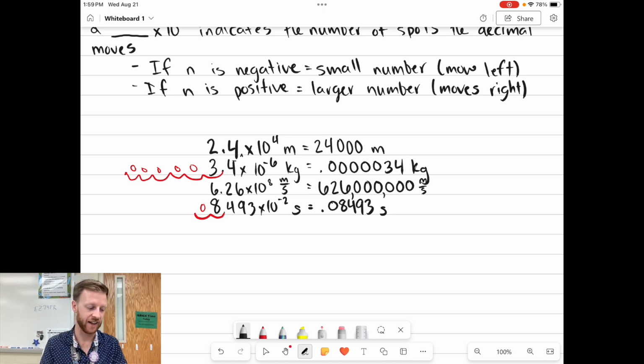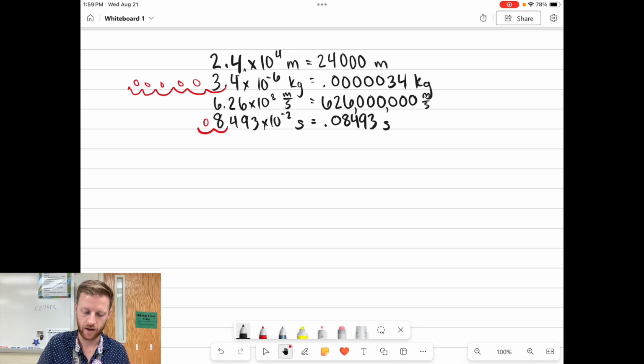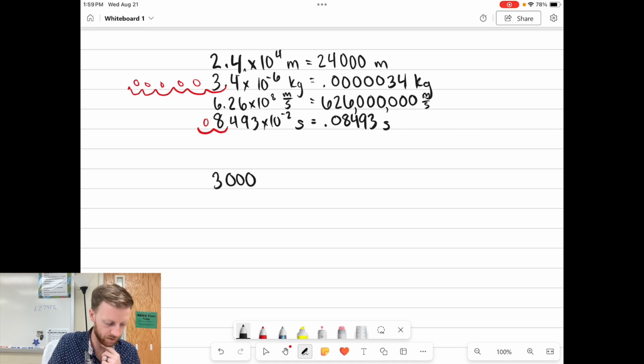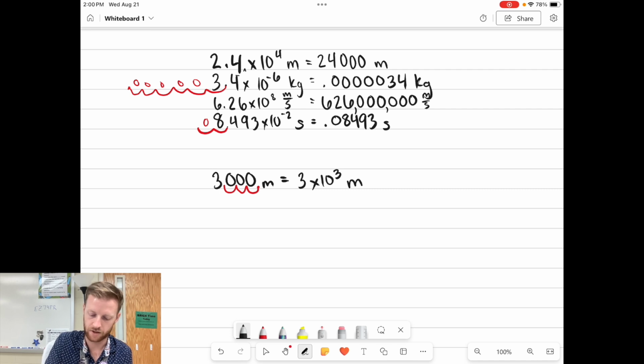Now we're going to look at going into scientific notation, so kind of the reverse process here. So I'm going to take a number such as 3,000 meters. Well, I need to get this to the point where it is under 10. So that would mean I would need to take my decimal, which exists here on the end, and go 1, 2, 3 spots. Well, because it's a large number, I know I'm going to have a positive n value on that times 10. So this is going to be 3 times 10 to the 3rd meters because it's a large number, so I have a positive value there.